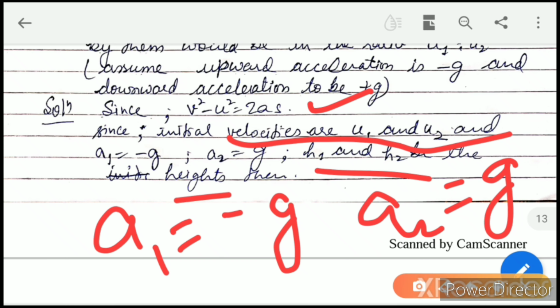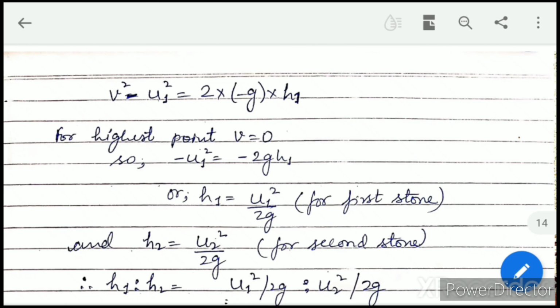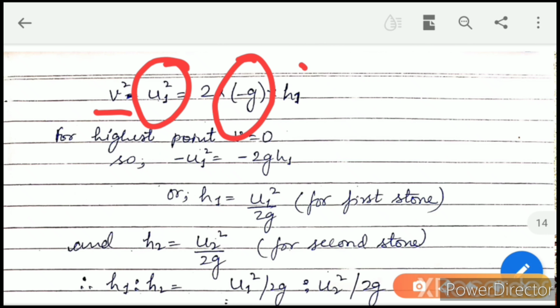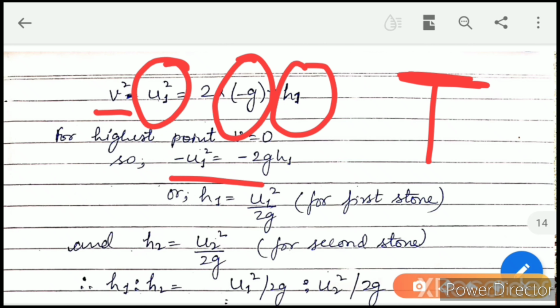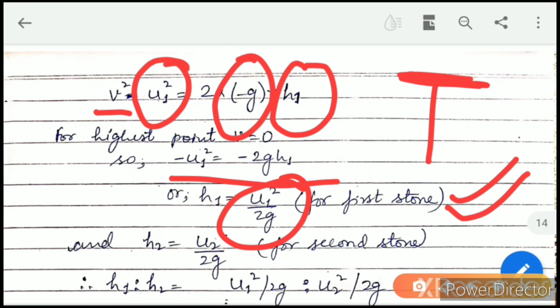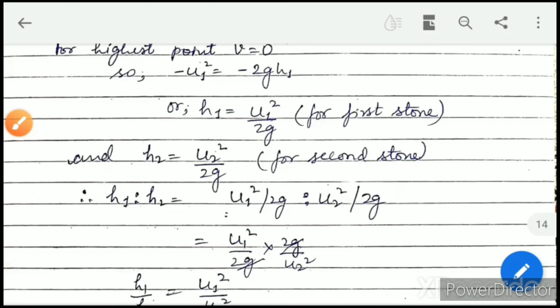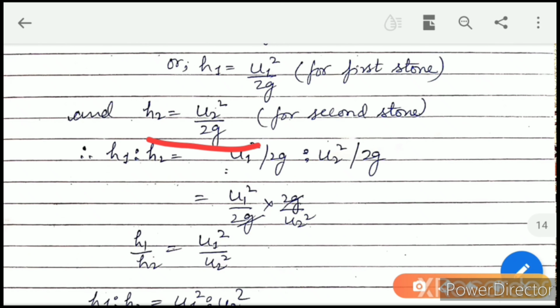h1 and h2 are the heights obtained by the first stone and the second stone. Now what we see here, substitute the values. For the first case, v square will remain like this, initial value u1, a will become minus g, h1. And for the highest point here, the final velocity will become 0. So we get minus u1 square is equal to minus 2g h1. So from here h1 is equal to u1 square upon 2g. We have already shown this in one of the questions, the maximum height. Similarly for h2, it is u2 square upon 2g.